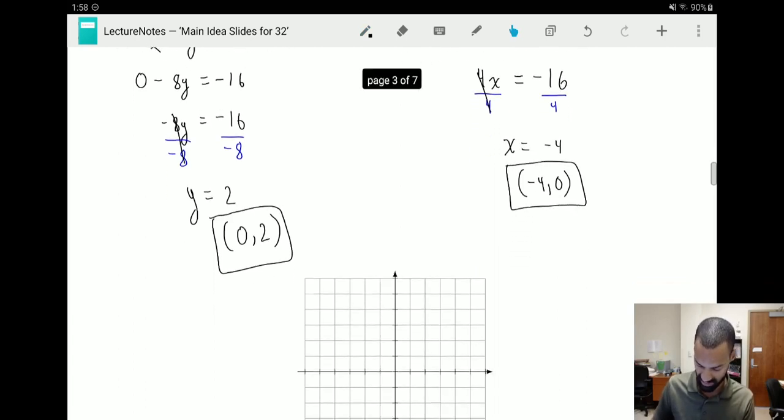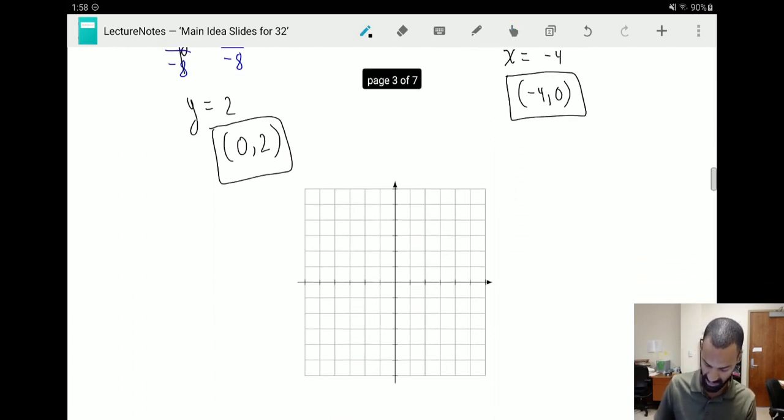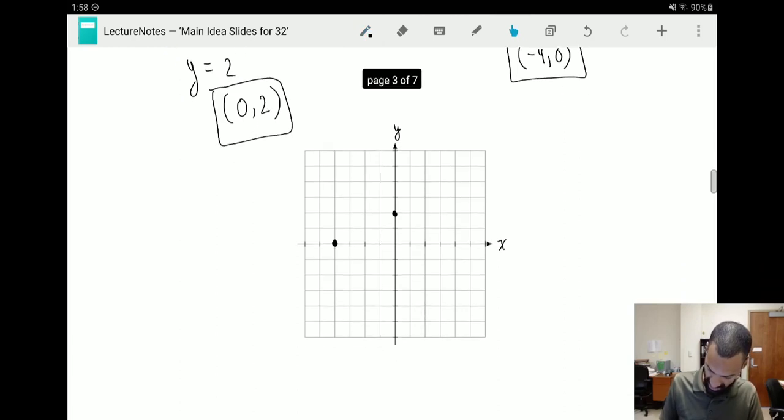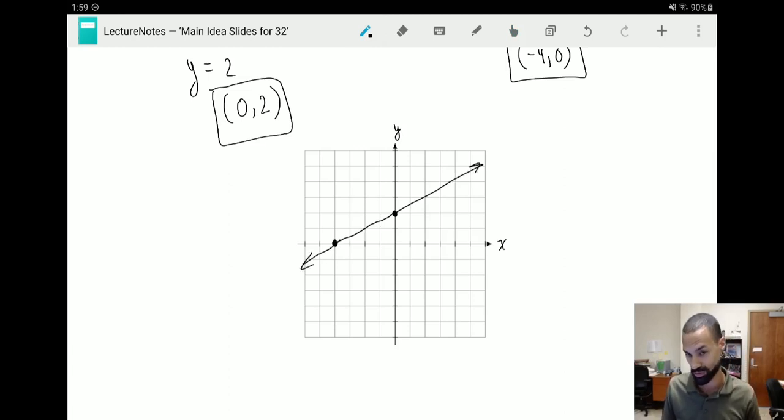Okay, let's talk about those 2 points real quick. So 0, 2: 0 in the middle, then up 2. Negative 4, 0: left 1, 2, 3, 4, and then don't go up or down at all. Notice where these 2 points lie. They are on the x and the y axis. Okay? And so let's get to that in just a second. Let me draw my line here. Not very good at drawing lines, but I think you can picture it. Pretend like that's a straighter line.